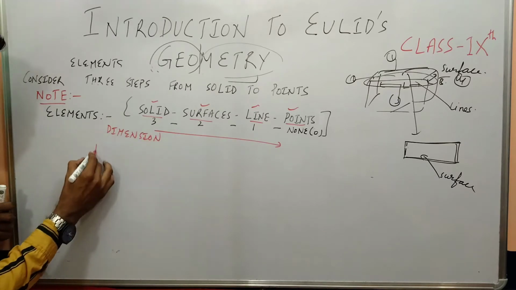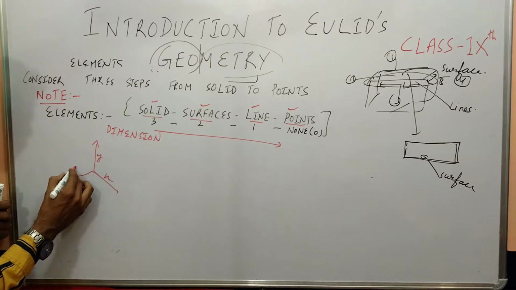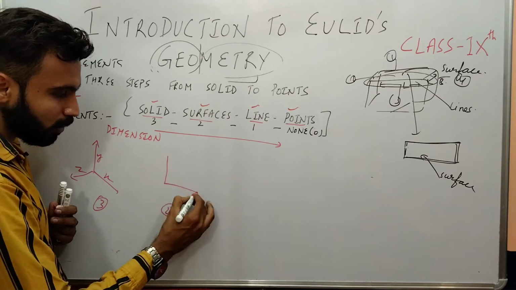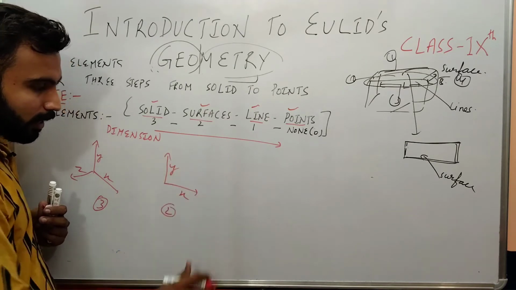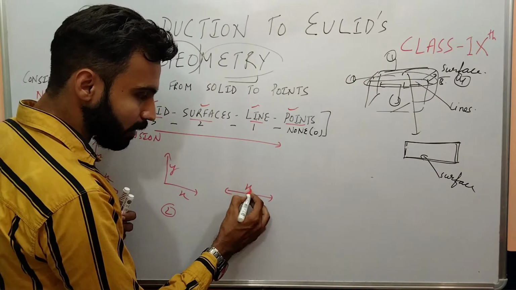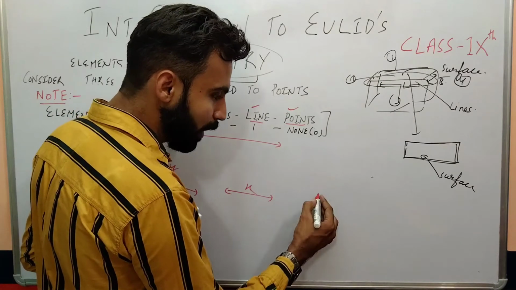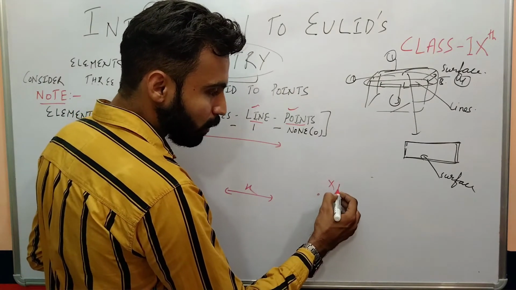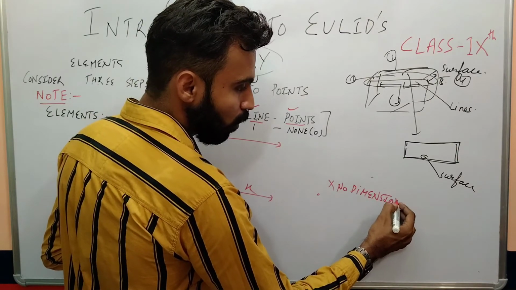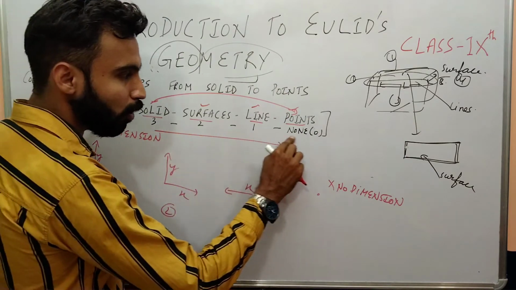Now you all know there is a 3-dimensional space like this in which we take x, y and z axis. This is a 3-dimensional. Now moving on to 2-dimension, there are only 2 axes, that is x and y, and discussing the line, there is only 1 axis. You can say x or you can say y. While discussing the 4th one, that is point, there is no dimension to it. So when we actually move from solid to points, the dimensions are going on a decrease.